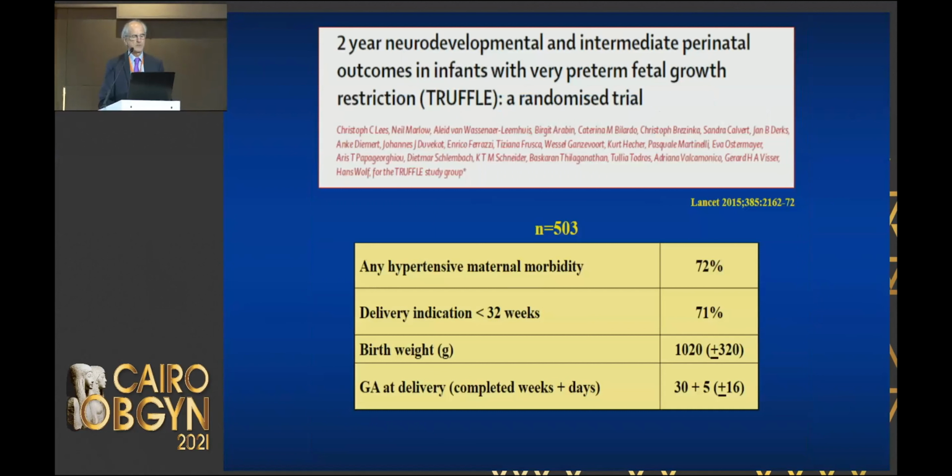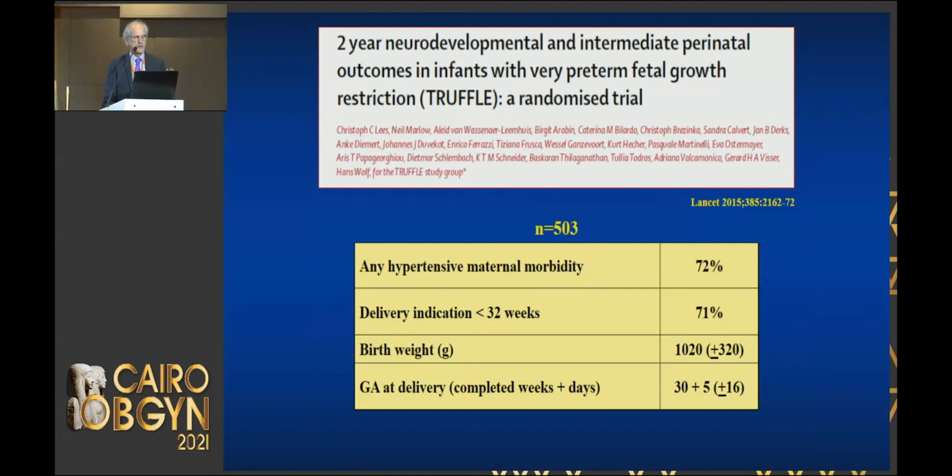Now, this study was published in The Lancet in 2015. The results of this study, you may be aware of them, but the most important I will summarize here. First of all, for the whole group, more than 500 pregnancies, you could see, and this is typical for early fetal growth restriction, there was a high incidence of any hypertensive maternal morbidity, more than 70%.